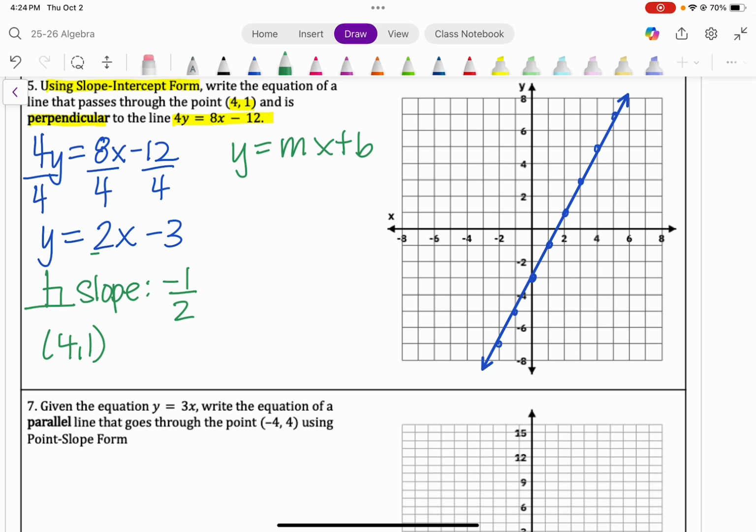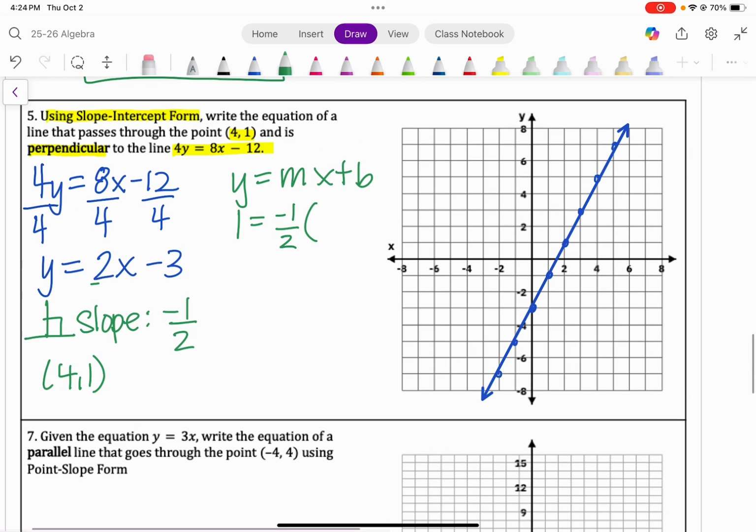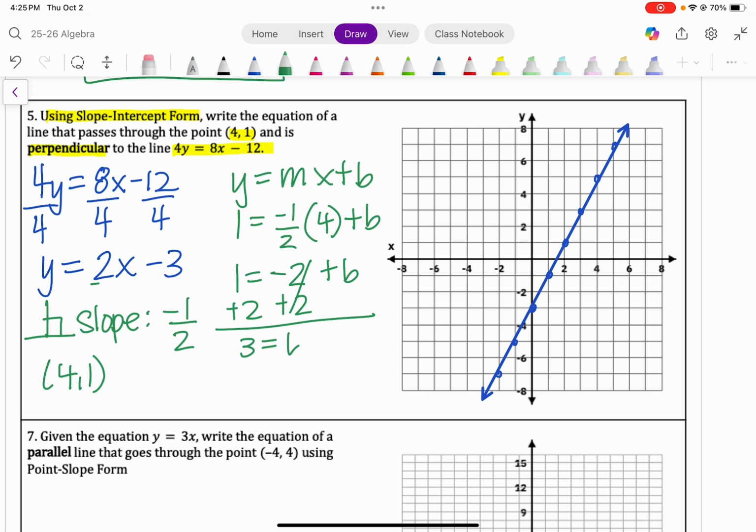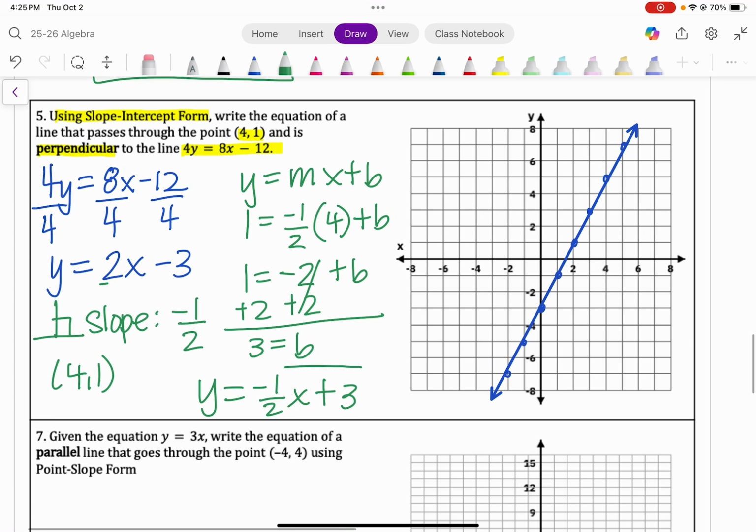So I can put my y value from the ordered pair, which is 1. My perpendicular slope is negative 1/2. And the x value is 4. And we're solving for b. So 1 equals negative 1/2 times 4, which is negative 2, plus b. And I'll add 2, which will give me 3 is b. So my equation is y equals negative 1/2 x plus 3.